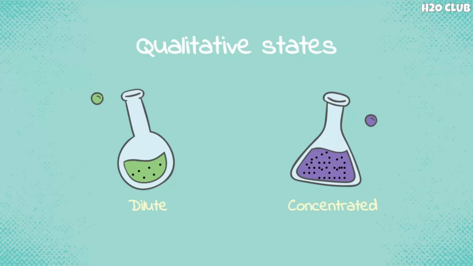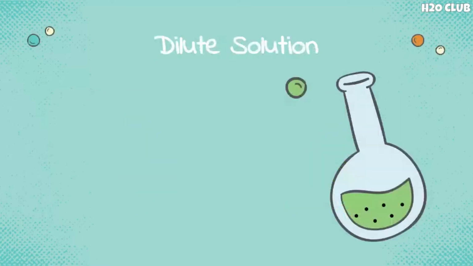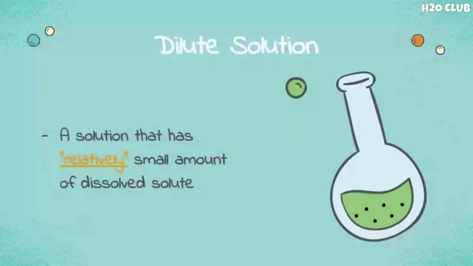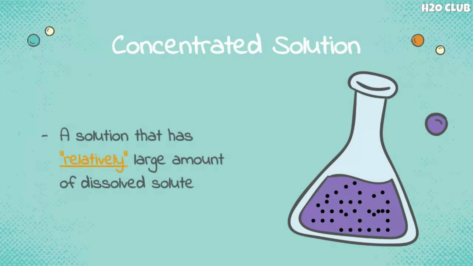The 2 qualitative states of a solution include dilute and concentrated. A dilute solution is a solution that has a relatively small amount of dissolved solute. A concentrated solution is a solution that has a relatively large amount of dissolved solute.